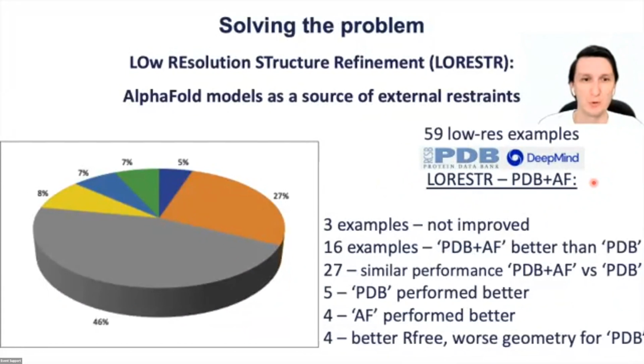Only 3 examples could not be improved, as before. For 16 examples, this mixed mode performed better than PDB-only mode. By performance, I mean improvement of both geometrical quality and R factors. For 27 examples, mixed mode showed similar performance to the PDB-only mode. There are a few examples for which PDB-only or AlphaFold-only modes produced better results, but there are relatively few of them.